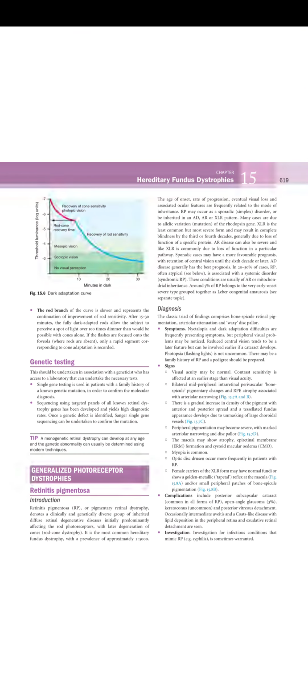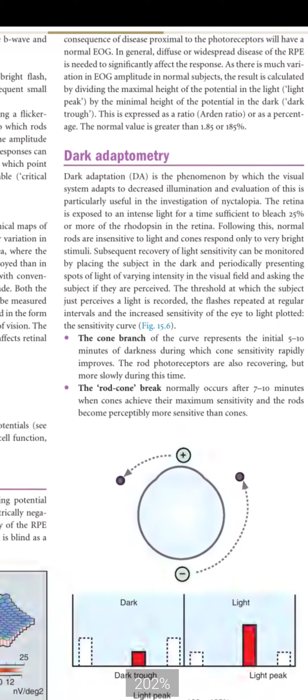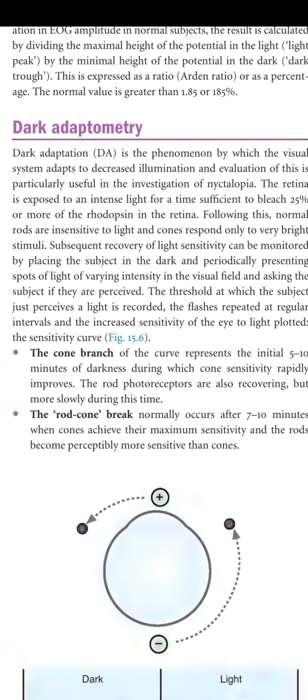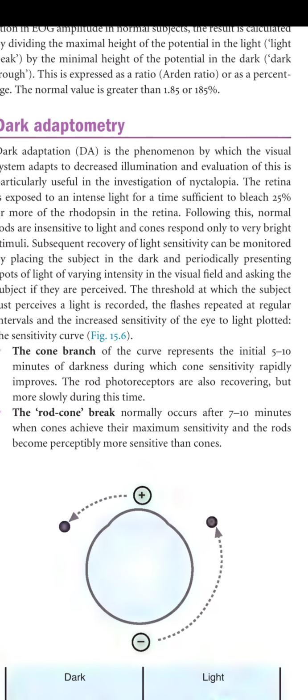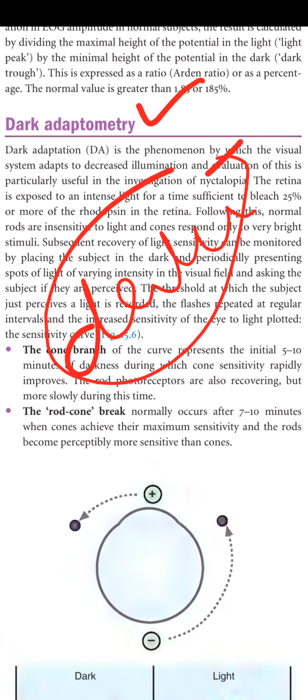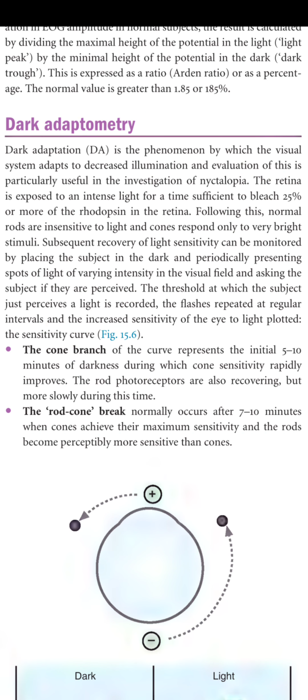Then there is dark adaptometry. Dark adaptation is a phenomenon by which the visual system adapts to decreased illumination, and evaluation of this is particularly useful in the investigation of nyctalopia. So what we do in the case of dark adaptation is we adapt the patient to the dark and see if there is any kind of night blindness problem.